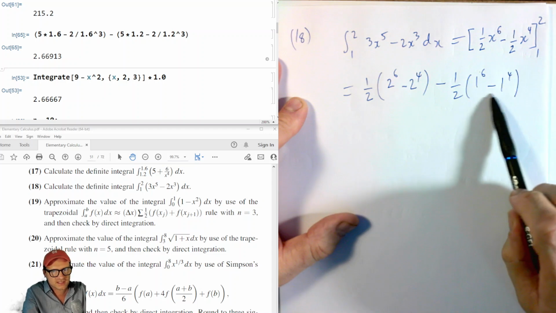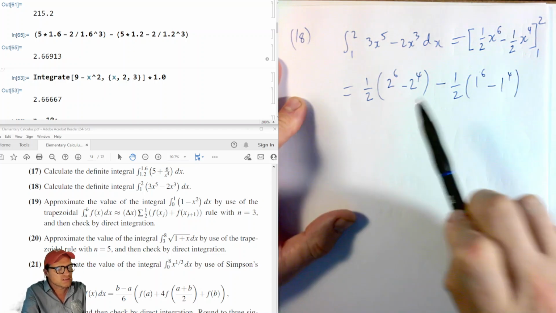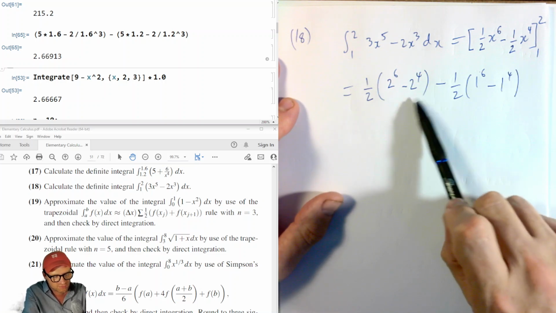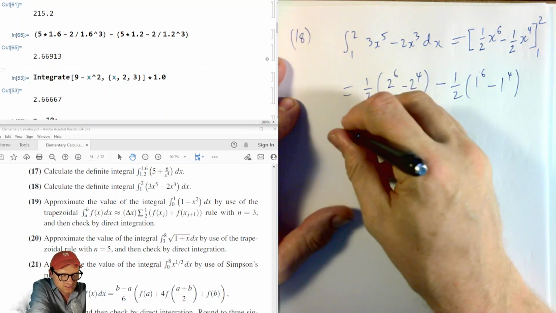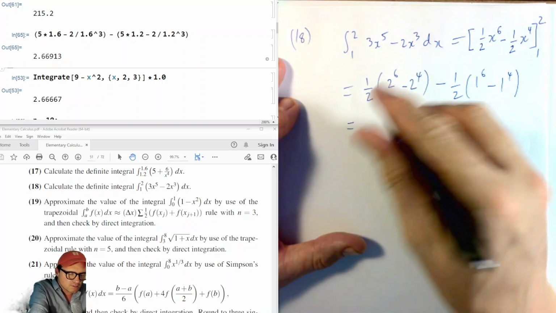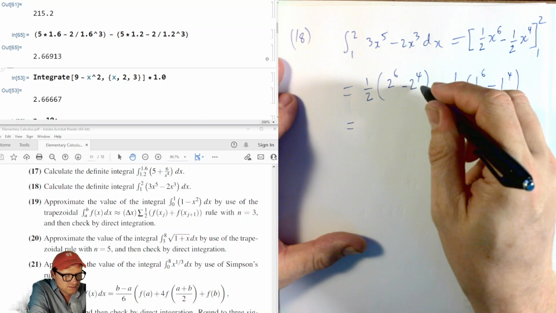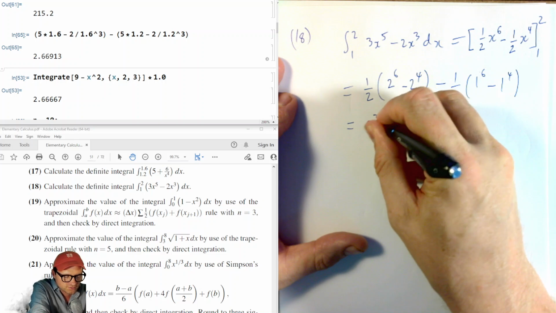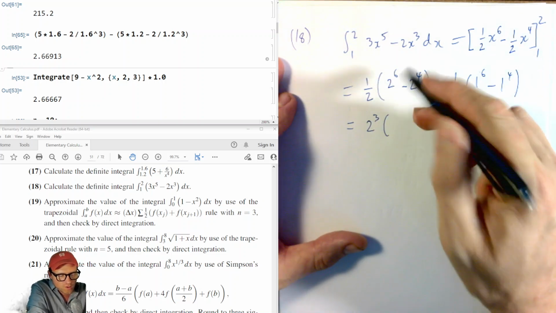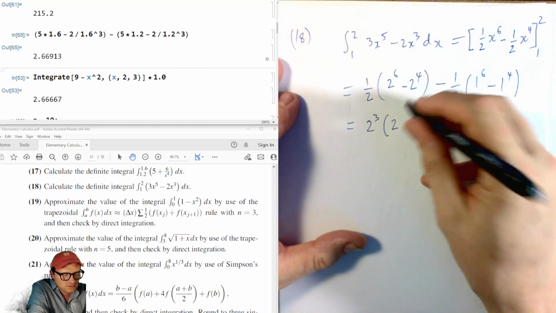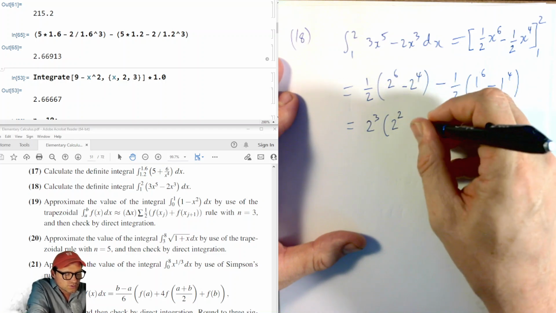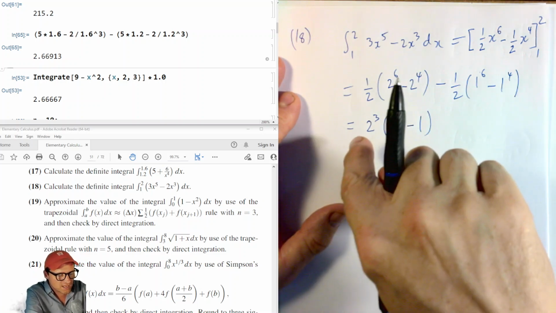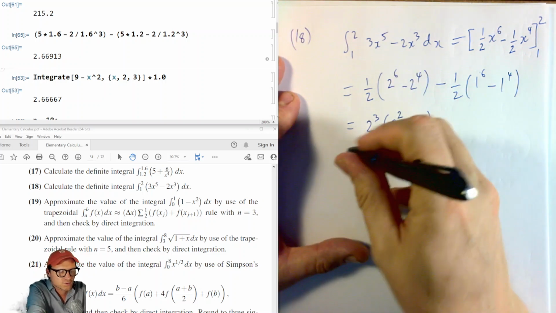Okay, now this obviously gives us 1 minus 1, which is 0. So we really need to calculate this one. Now I can see there's a common 2 to the power of 4 to factor out the front of this. So I don't need to calculate each of those powers. So factoring the 2 to the 4th out, we have 2 to the 4th over 2 is 2 to the power of 3. And then what remains here is 2 to the power of 2 minus 1. Okay, so we have 8 times 3 is 24.